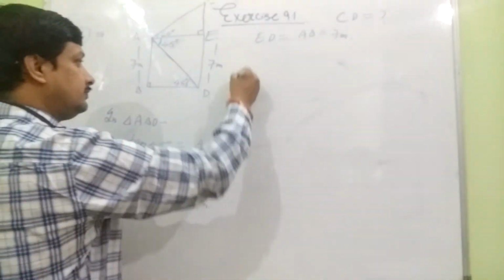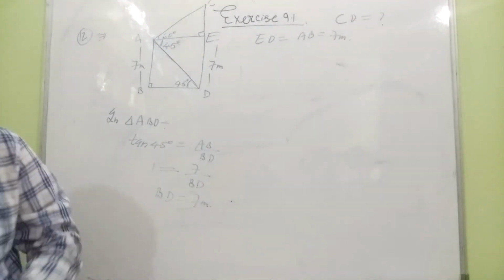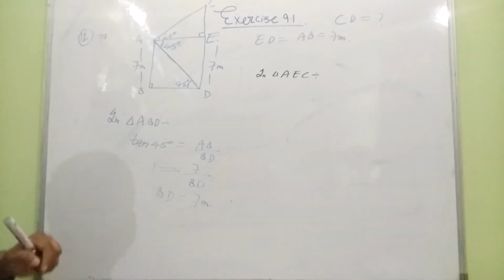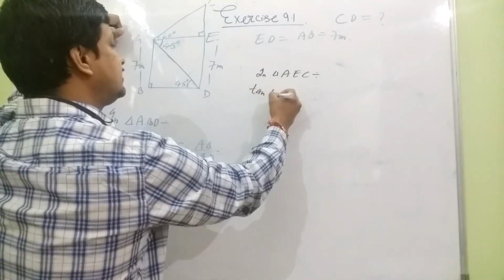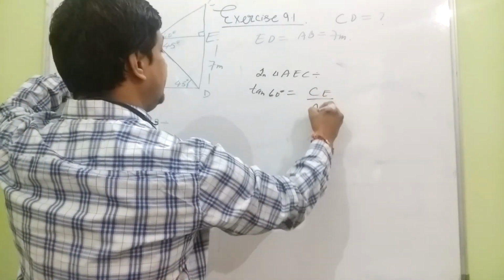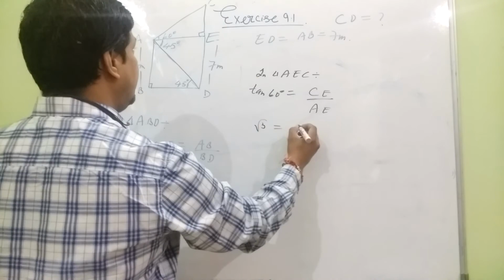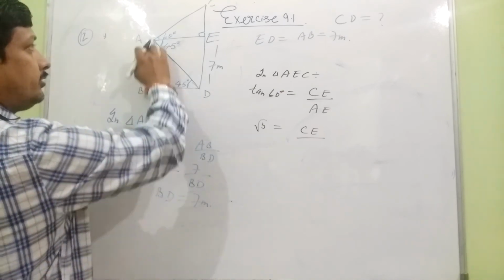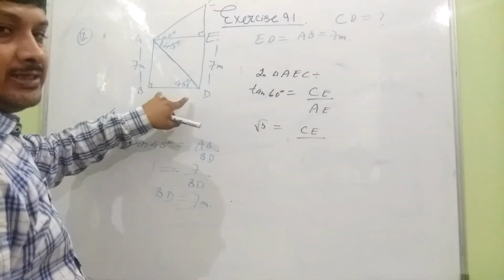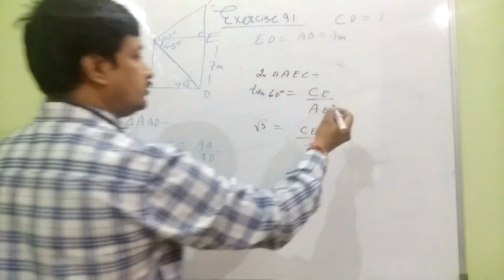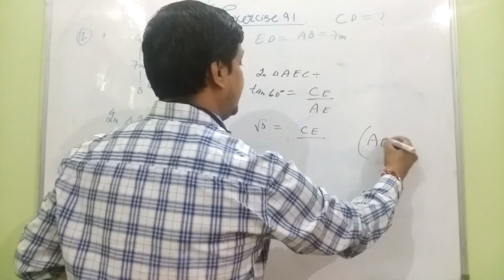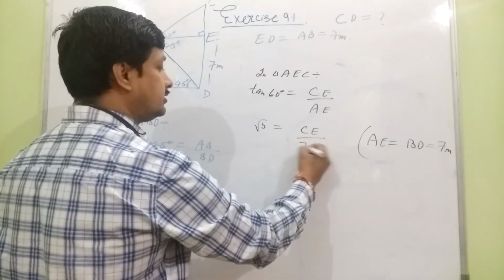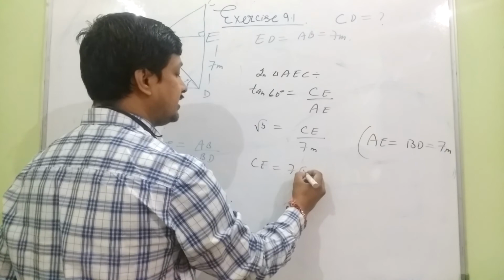Now take other triangle, which is triangle AEC. So in this triangle, angle is 60 degree. So tan 60 degree equal to perpendicular upon base. So tan 60, you know, it is root 3, and CE we don't know, but AE is equal to BD. From the figure, you know this is a rectangle. So opposite sides of rectangle are equal. So BD equal to AE. So you can just mention here that AE equal to BD equal to, and BD is 7 meter. So AE is also 7 meter. So now cross multiply, you will get 7 root 3 meter.